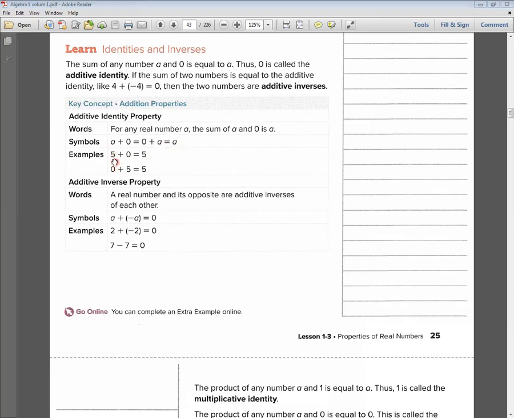For example, we have 5 plus 0 equals 5. 0 plus 5 equals 5. This is additive identity. Please learn by heart. Additive identity is 0.